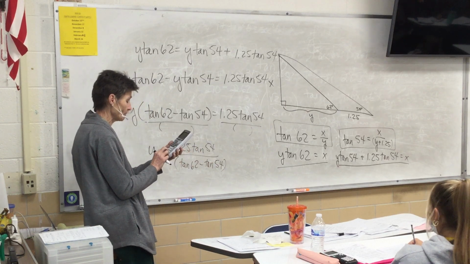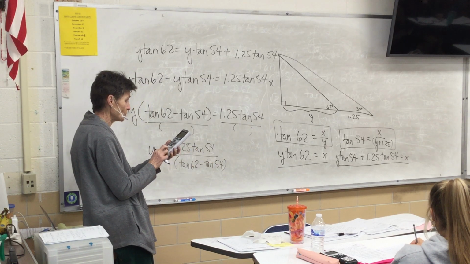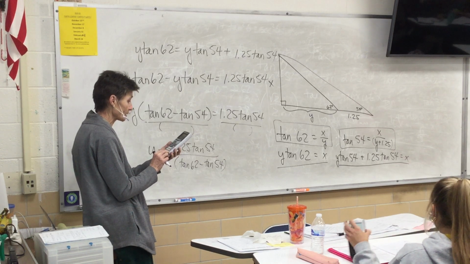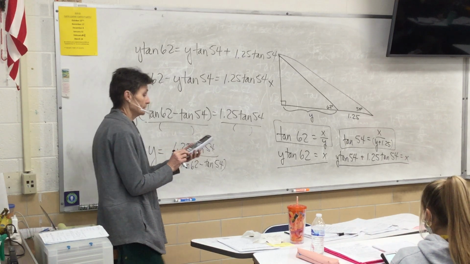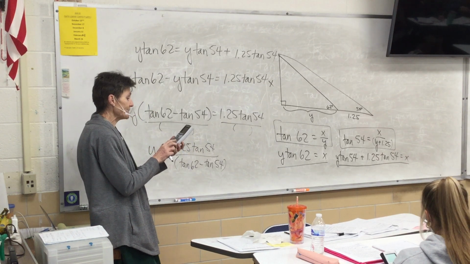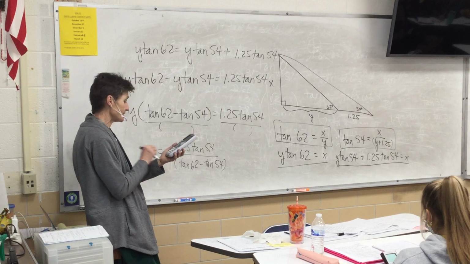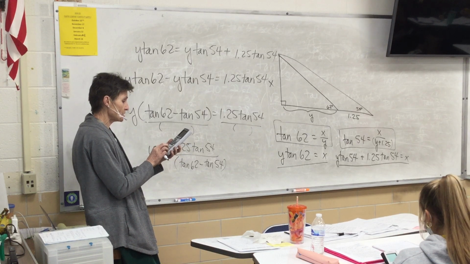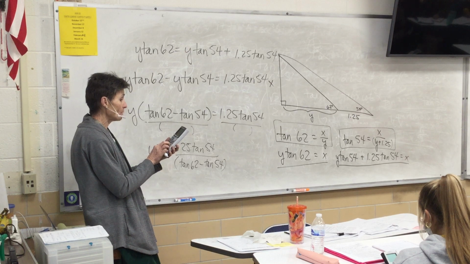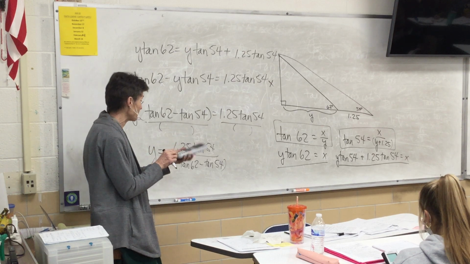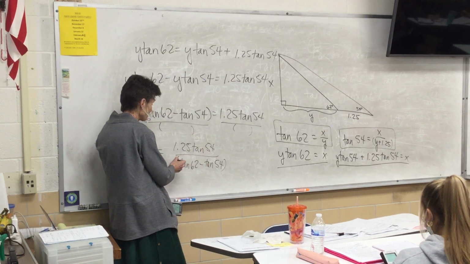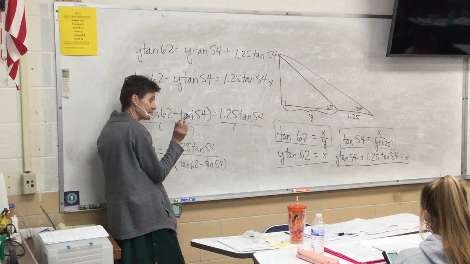And I'm going to do that very carefully. 1.25 tan 54. And I usually hit equals at that point, but you don't have to. Divided by parentheses tan 62 minus tan 54. Now, I would really appreciate it if you'd all type this in with me, because you've got to remember to put this parentheses in.